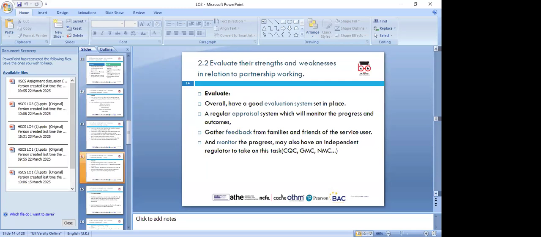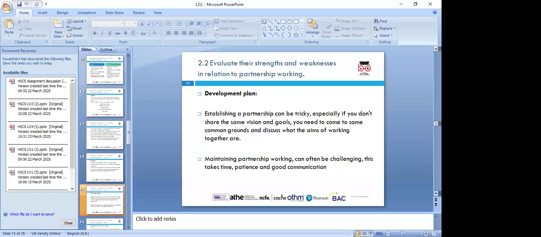And the CQC does well in that they are able to carry out the assessment and confirm whether you are an excellent service provider, or average, or very poor in your service delivery. There should be a development plan. Establishing a partnership can be tricky, especially if you don't share the same vision and goals. Very important, because in partnership you have to be on the same wavelength, and therefore it's a huge risk, because you may have a partner who has different ideologies and a different way of thinking, and therefore you may have some kind of conflict.